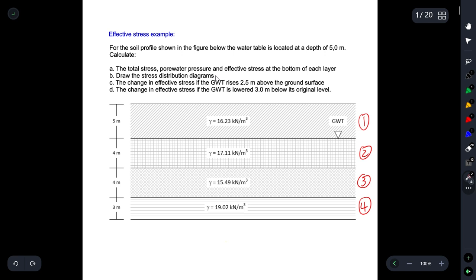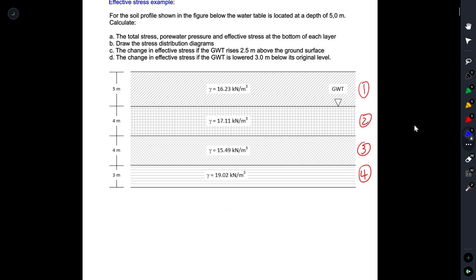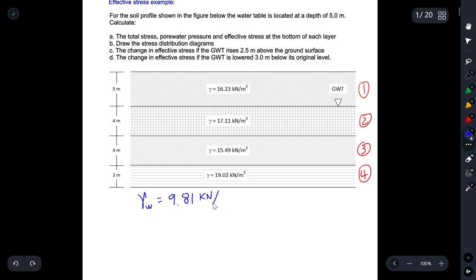And for question C, we're required to estimate the change in effective stresses when the groundwater table rises 2.5 meters above the surface. And for the final question D, we are asked the same, the change in effective stresses, but when the groundwater table is lowered to 3 meters below its original level. So if it initially is at 5 meters, as we can see here, when the groundwater table lowers to 8 meters in depth. Please note that for solving this problem, we're going to be working with a water unit weight of 9.81 kilonewton per cubic meter.